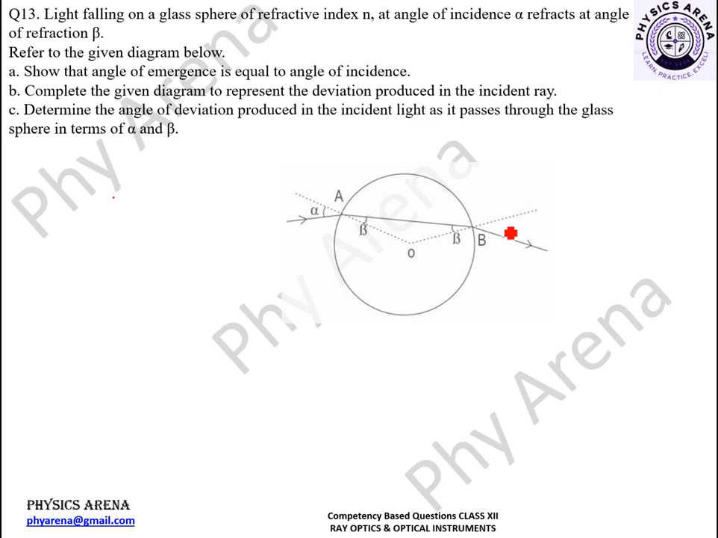So this is my angle of emergence. Let me call it E, and I need to prove that E is equal to alpha. So alpha is the angle of incidence. So now applying Snell's law at first interface.